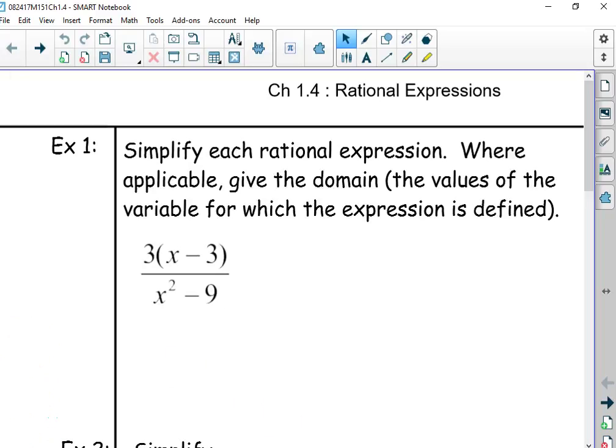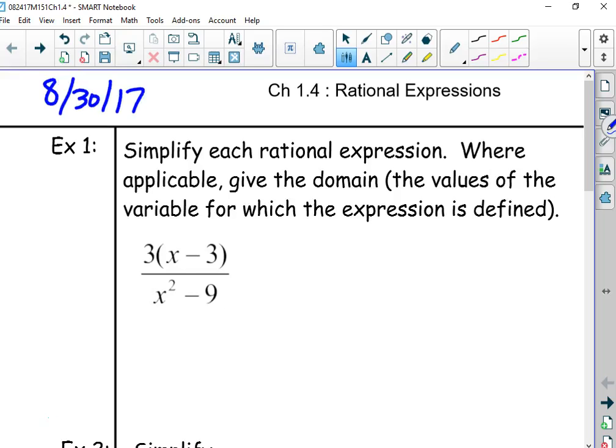All right, chapter 1.4, rational expressions. I'll probably be using these on either today or tomorrow. So tomorrow is the 30th. I'm just trying to put a date on them so you can keep them in order if you need to refer back to them. We're working on rational expressions, basically polynomials in the numerator and denominator.